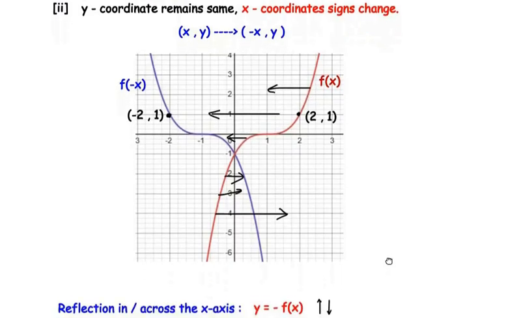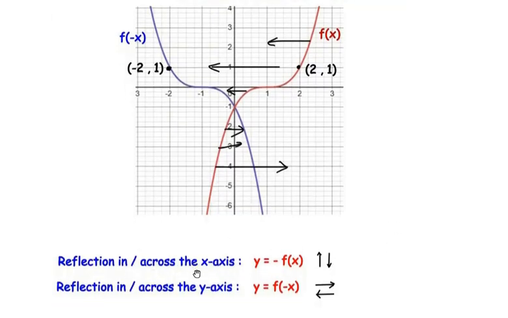So in short, if it is the reflection in or across the x-axis, the general equation is y is equal to negative f of x, and the reflection is going to happen upside down. That is, all the points below the x-axis are going to go up, and all the points which are above the x-axis are going to go down. And in the reflection across the y-axis, the general equation is y is equal to f of negative x. That is, all the points which are on the left side are going to move towards the right, and all the points which are on the right side of the y-axis are going to move towards the left.